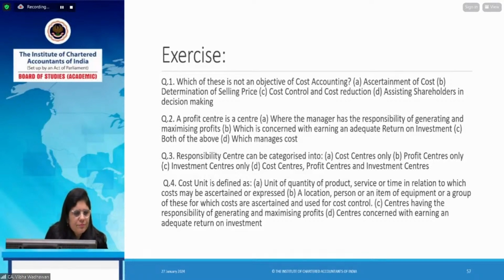Okay, you can do MCQs from RTPs and everything that has been given.